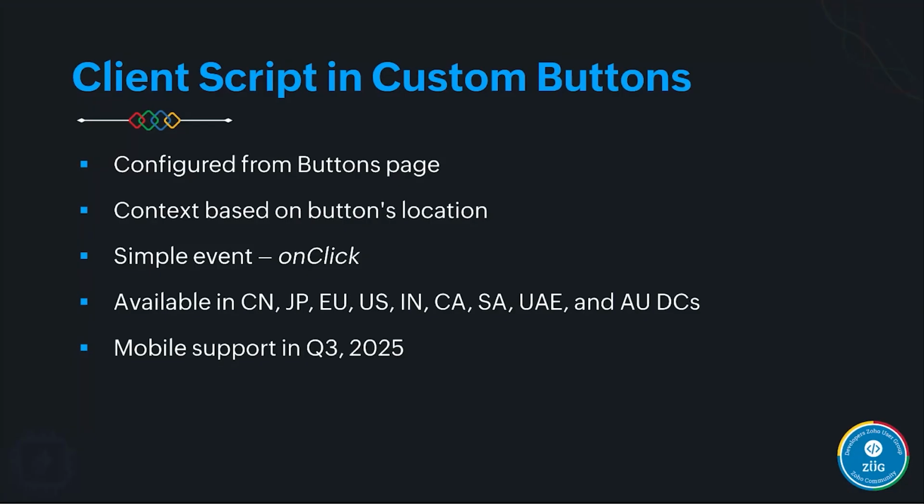So based on what type of a field, the value will be passed, okay? But here, based on the button's location, the value will be passed, because the only thing that happens to a button is it gets clicked, right? So depending on where the button is, the button's argument will be contextually relevant, and it will be passed into the client script, which you can use to process your data. And right now we are almost at the end of Q2. So by Q3, we'll have the mobile support as well for client script with custom buttons.